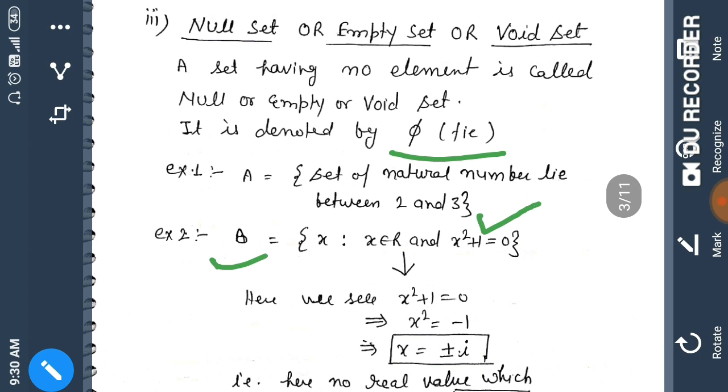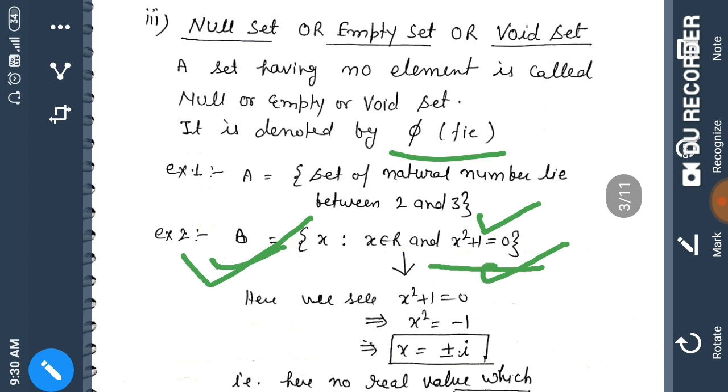Similarly, let B is equal to x such that x belongs to R, note that x belongs to R, and x square plus 1 is equal to 0. So B is equal to what? The values of x. What type of elements are in B? Elements of type x, and x should be a real number. And where does x come from? From the equation x square plus 1. That means the solutions of x square plus 1 which are real numbers come into set B.